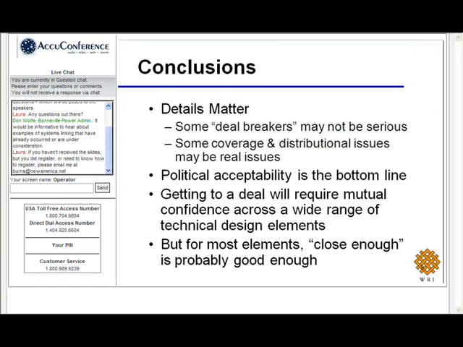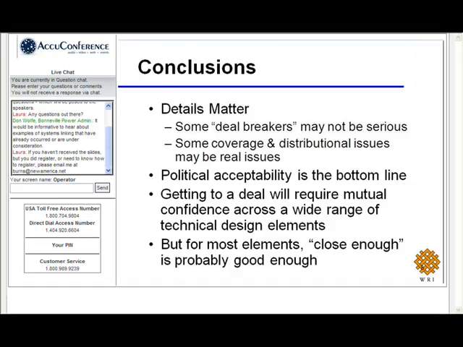Alternatively, some of the coverage and distributional issues may be real issues in the context of a linking agreement. It depends on the circumstances. And there may be some areas where you want general consistency, but if you have really widely disparate systems for governance and enforcement, for example, that could rise to the level of a deal breaker.